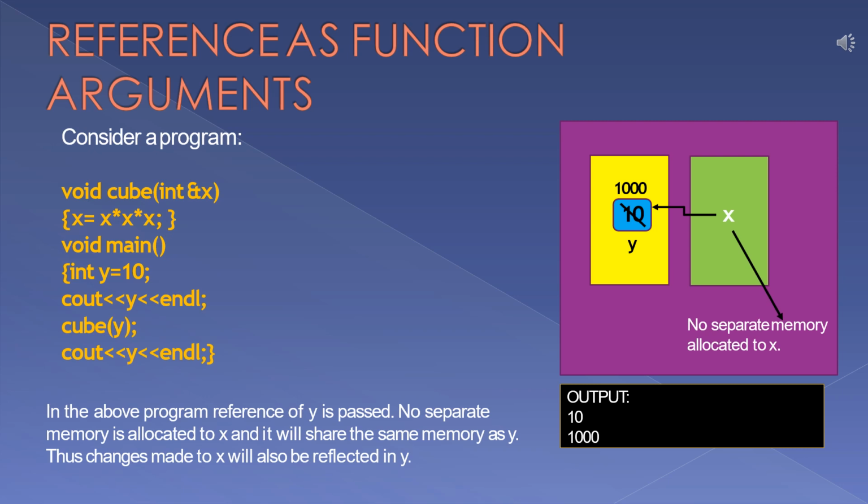In the main function, y equal to 10, you print the value of y as 10, and you pass y as a reference. So now x is pointing to y, the same memory location, so any change in x will be reflected back in y. You can see from the figure there is no separate memory location for x. Both x and y point to the same memory location. Now when you print the value of y, you will get the cube of 10, that is 1000.